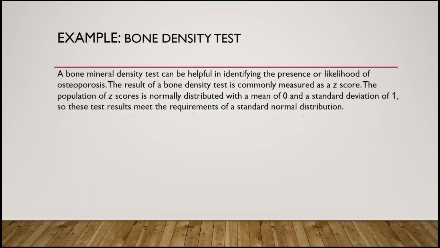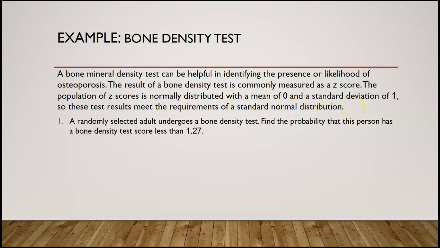A bone mineral density test can be helpful in identifying the presence or likelihood of osteoporosis. The result of a bone density test is commonly measured as a z-score. The population of z-scores is normally distributed with the mean of 0 and standard deviation of 1. So these test results meet the requirements of a standard normal distribution. If a randomly selected adult undergoes a bone density test, find the probability that this person has a bone density test score less than 1.27.